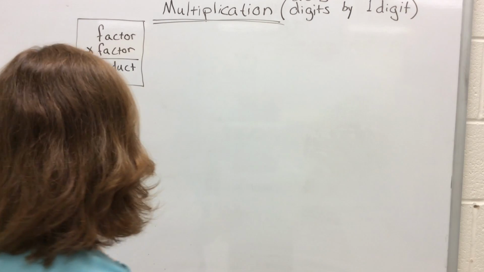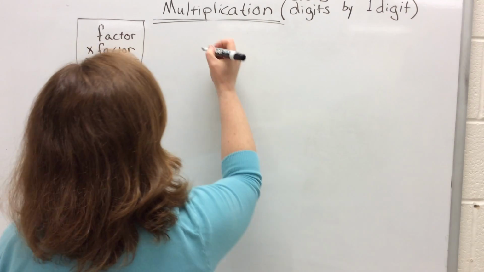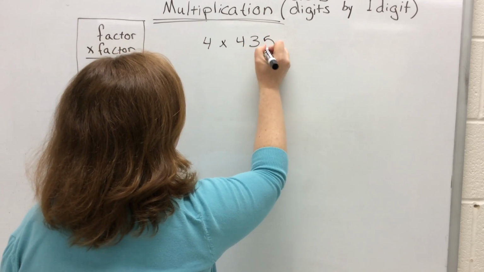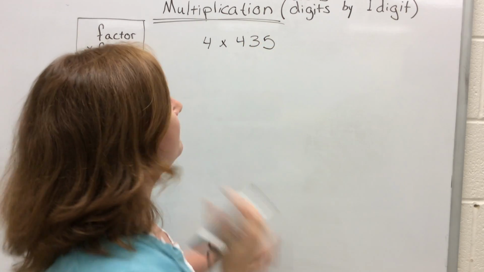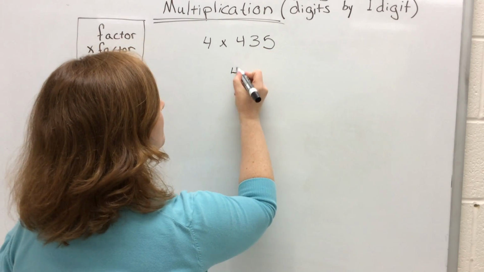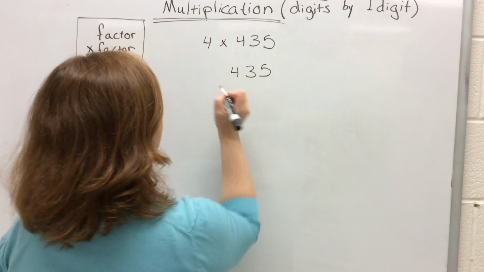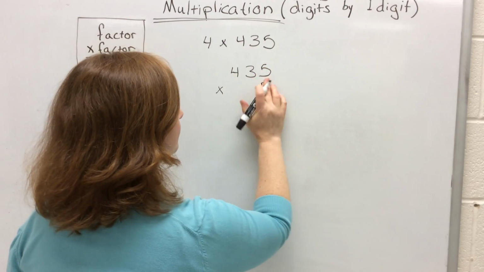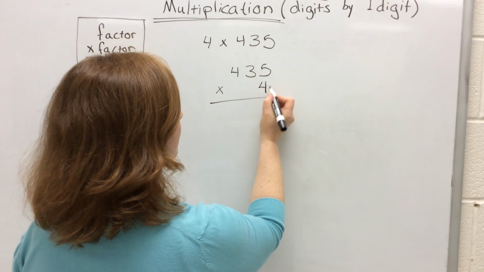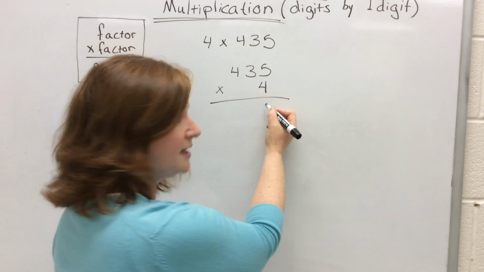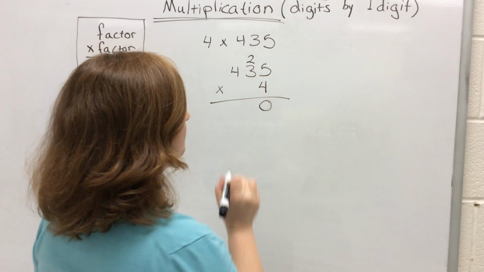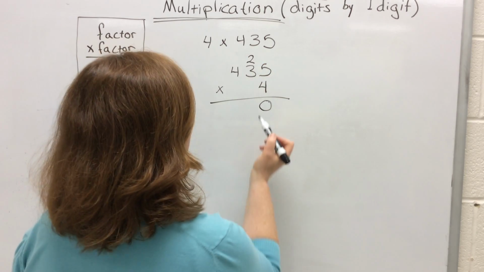The next problem is 4 times 435. My factor with the most digits is 435, so that goes on top. And my 4 will go on the bottom. I'll multiply my 4 times my 5. That gives me 20. So the 0 from my 20 goes on the bottom. And I regroup the 2 from my 20 and put that above the tens place.